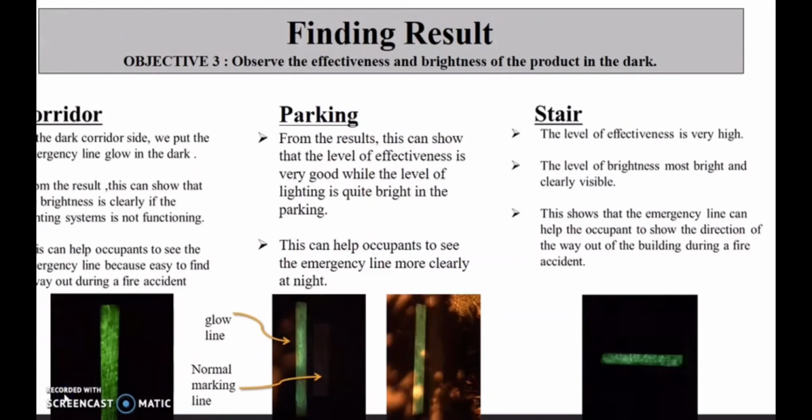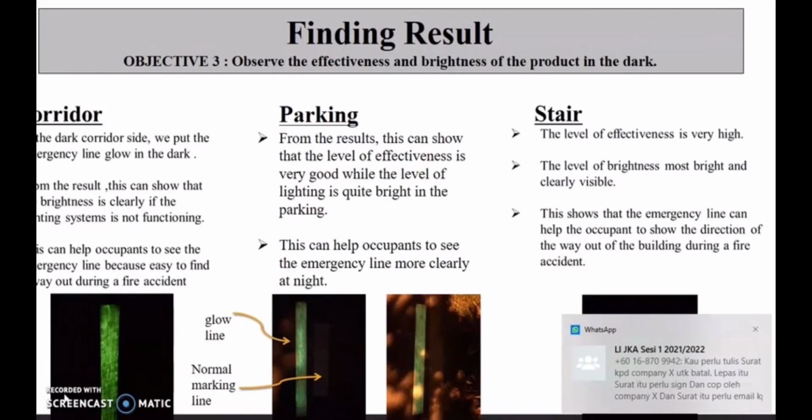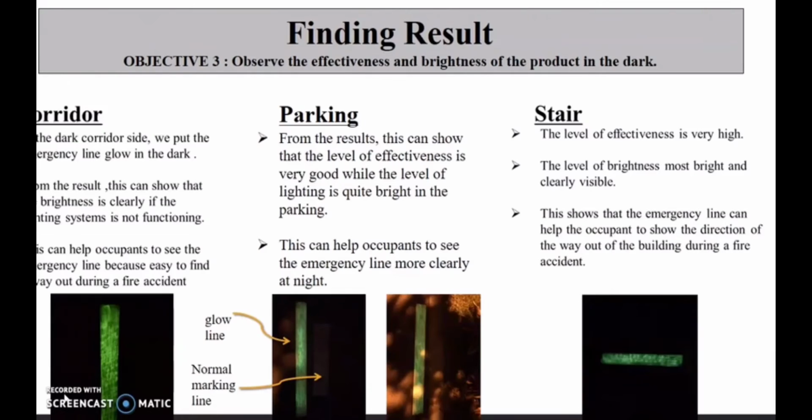For the finding result, in the dark corridor side, we put the emergency line glow in the dark. From the result, this shows that the brightness is clear if the lighting system is not functioning. This can help occupants to see the emergency line and easily find a way out during a fire incident. For the parking, from the result, this shows that the level of effectiveness is very good while the level of lighting is quite bright in the parking. This can help occupants to see the emergency line more clearly at night.